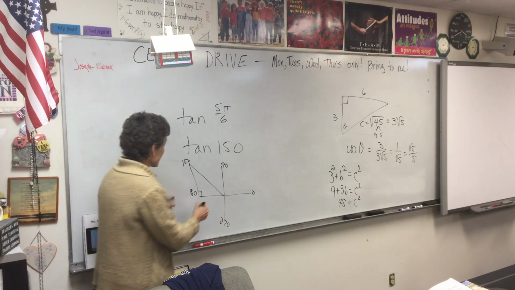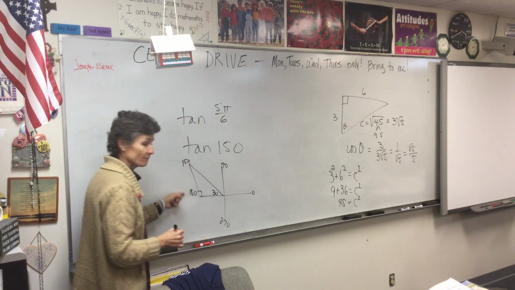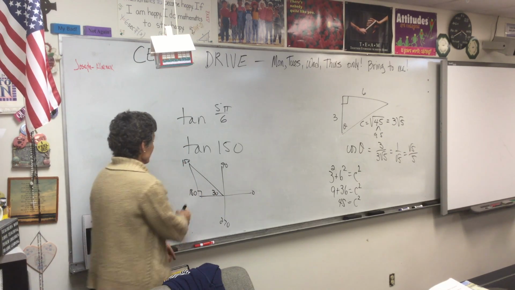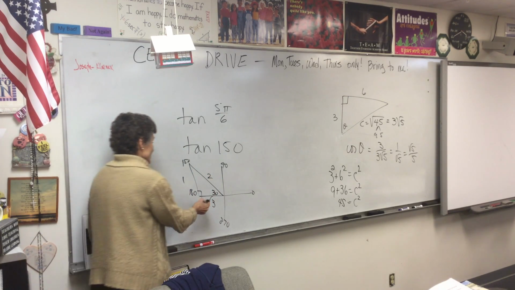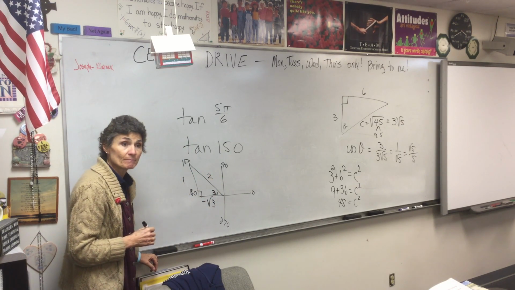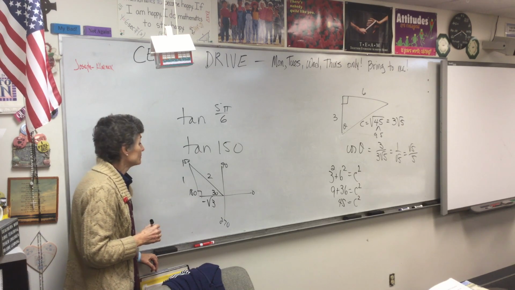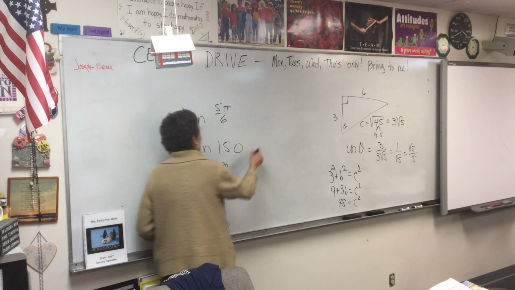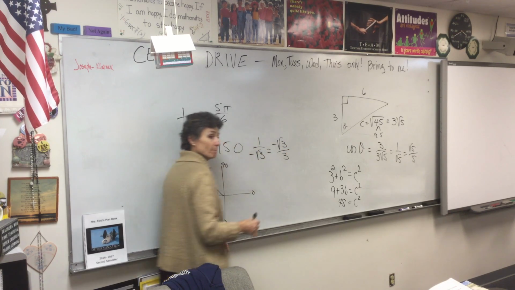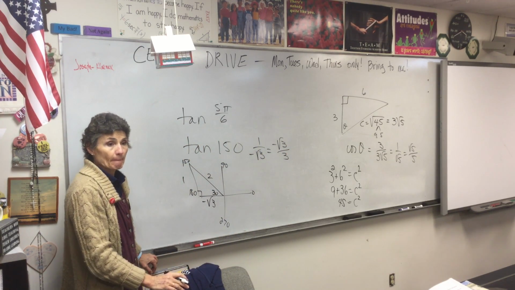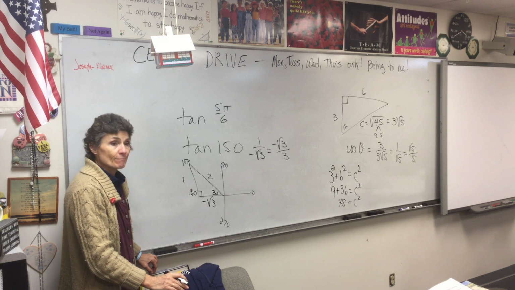So this angle would be 30, because you're going from 150 down to 180. And that's 1, root 3, 2. And then you stand back and say, oh, looks like that one's going to be negative. So the tangent would be 1 over negative root 3, or negative root 3 over 3. Yep. So you have it.